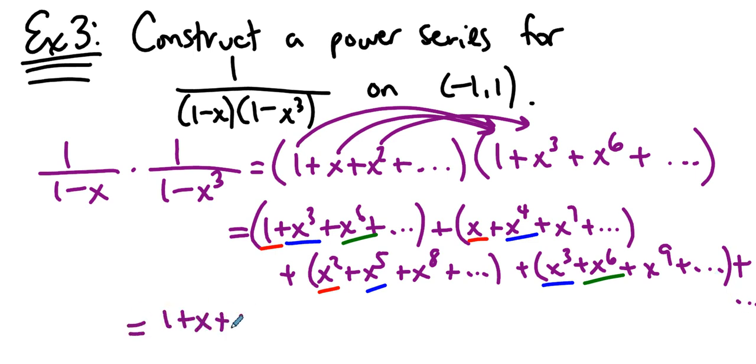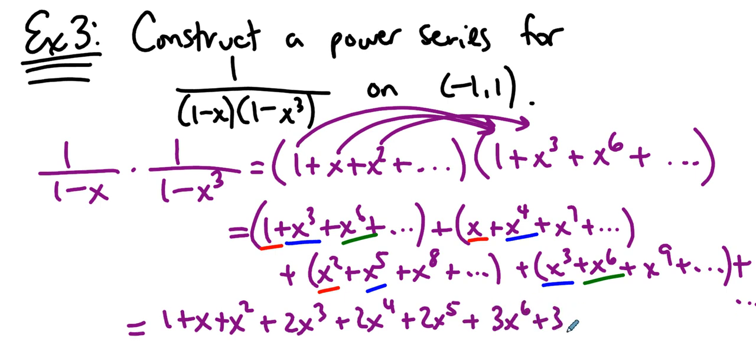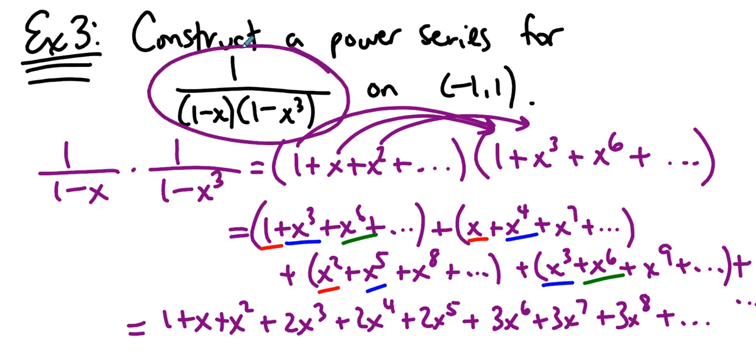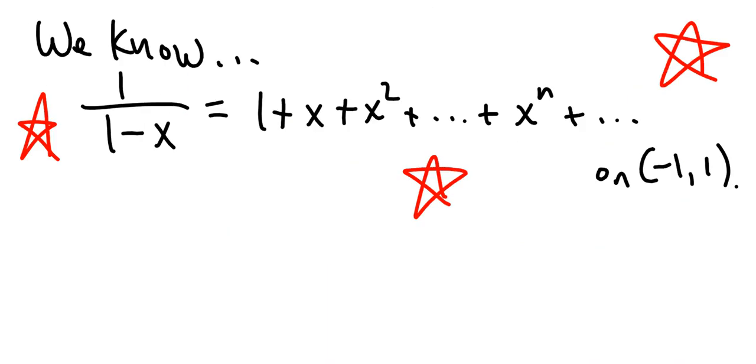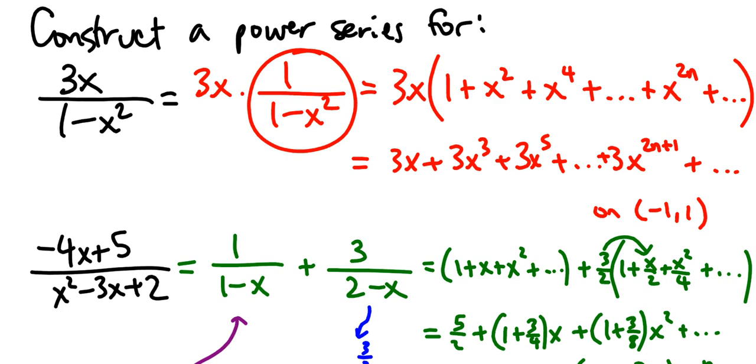And so what do we got? We've got 1 plus x plus x squared. We've got 2x cubed, 2x to the fourth, 2x to the fifth. We've got 3x to the sixth, 3x to the seventh, 3x to the eighth, and that pattern continues. That power series will converge to this fraction on -1 to 1. So the key here is that if we know this series, we can make all sorts of others just by using algebra.